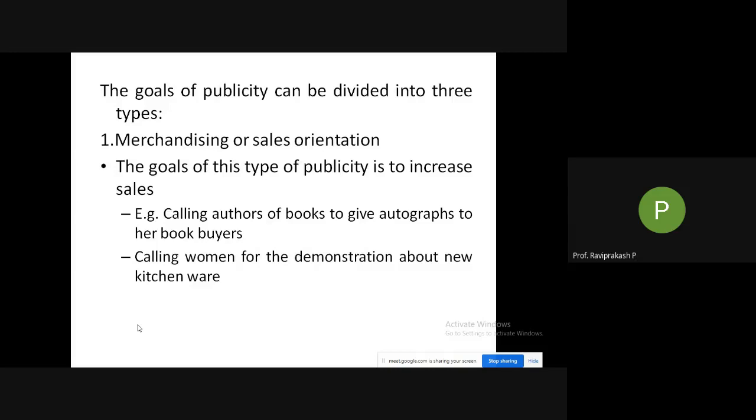Then, calling women for a demonstration about new kitchenware. Celebrities and cooks, basically the users of this particular kitchenware, will be called for the demonstrations. They say, can you check this? See, this is how easy it is. It could be a dishwash or a scrub or something like that. Just as an example, there could be other things like air fryers, new cookware, new chopping boards. So all these things, they call women basically, or any renowned chef.